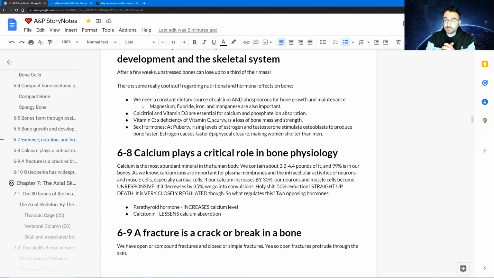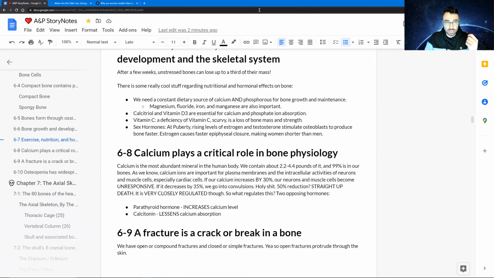If our calcium increases by 30%, our neurons and muscle cells become unresponsive. If it decreases by 35%, we go into convulsions. A 50% reduction in calcium, death. It's very closely regulated. So what regulates this? Two opposing hormones. These are in the thyroid. Our parathyroid hormone increases calcium level, and our calcitonin, I like to think of, tones in that calcium.